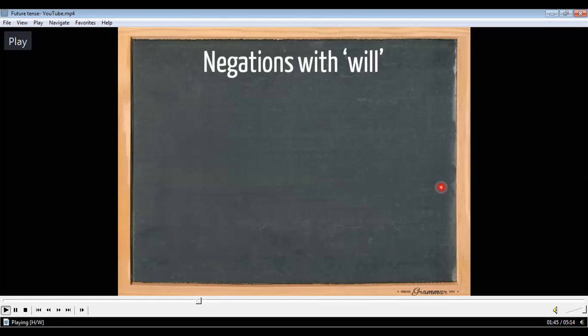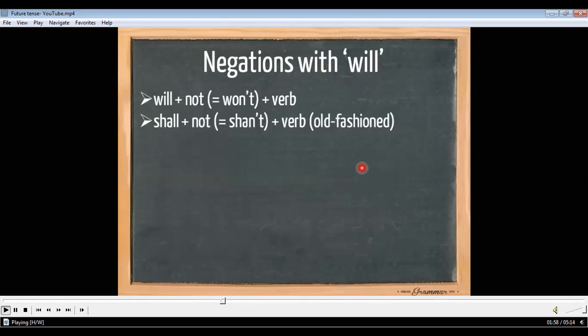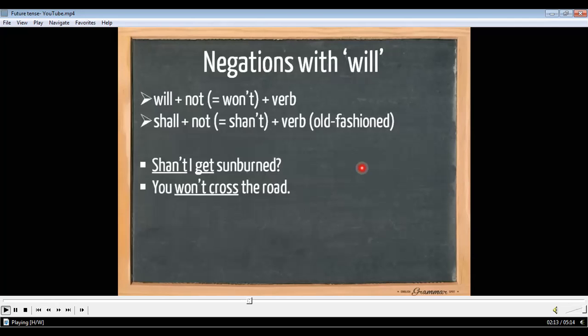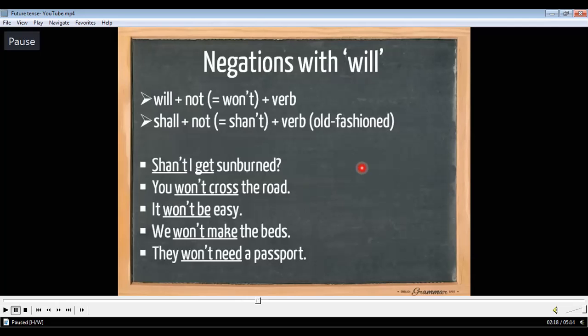Let's look at negations with will. We use will and add not, contracting it into won't, and the base form of the verb. I've also included shall. Shall plus not becomes shan't and the base form of the verb. But this form is very old-fashioned, but I thought it would be fun to put it in anyway. Shan't I get sunburned? It's quite Victorian. You won't cross the road. It won't be easy. We won't make the beds.